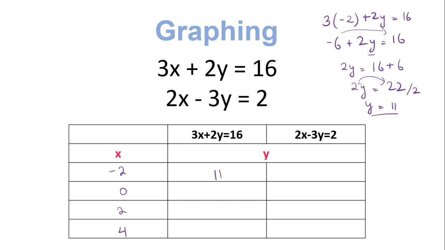Now I have to repeat the same thing with my second equation. That is 2x minus 3y equals 2. Again, the x has to be replaced with -2. So 2 times -2 minus 3y equals 2. 2 times -2 is -4. -4 minus 3y equals 2.